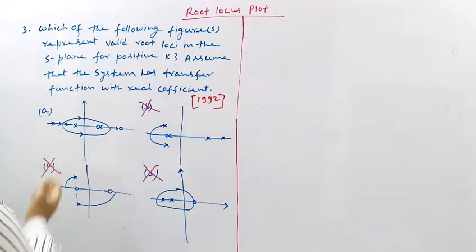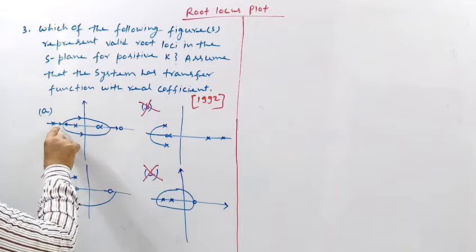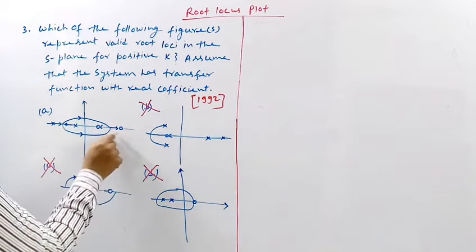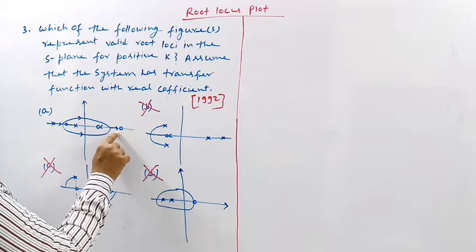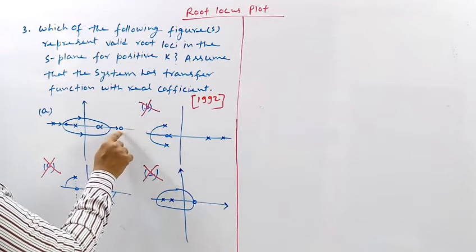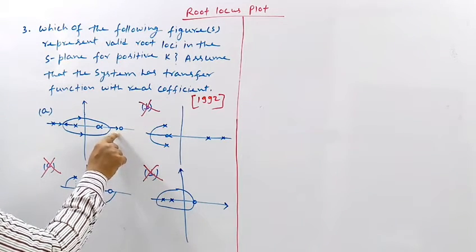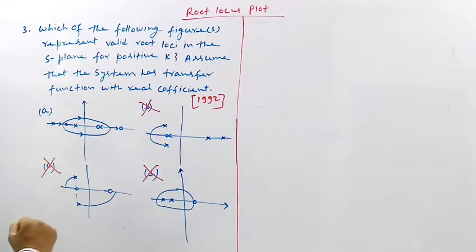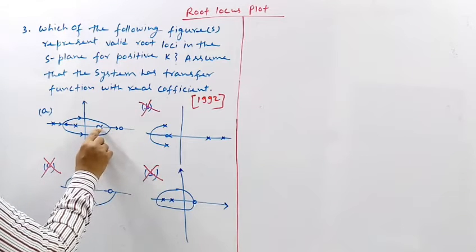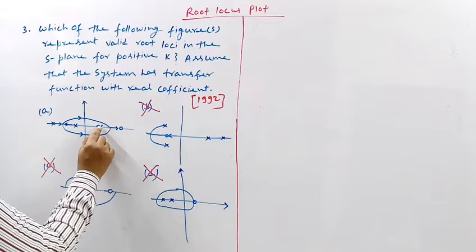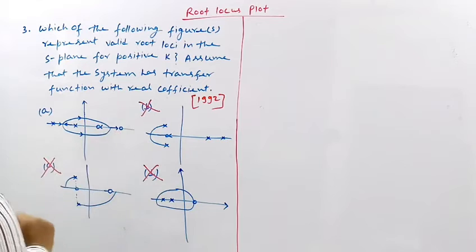So let us see about A. There are two poles, and this is a branch of root locus, because to the right of this part of the real axis, the total number of poles and zeros is only one. So this is a branch of root locus. Again, this will also be a branch of root locus, because to the right of this branch, the total number of poles and zeros is 1, because there is only one zero. So this whole part will be a branch of root locus.